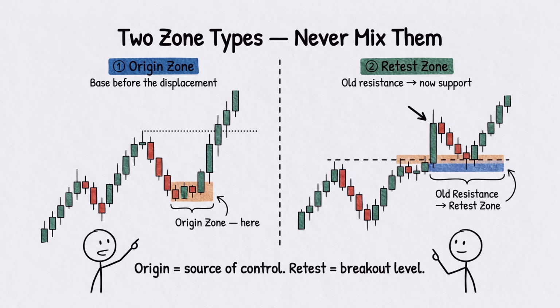An origin zone is the base before the displacement that caused structure to break. A retest zone is the broken support or resistance level that price returns to after a real body close breakout. Do not mix them. Origin zones come from the source of control. Retest zones come from the breakout level.